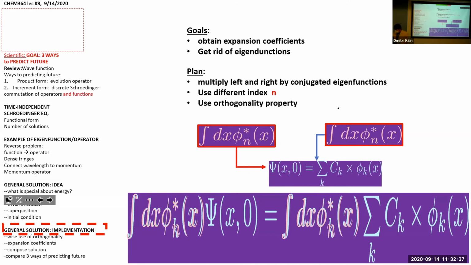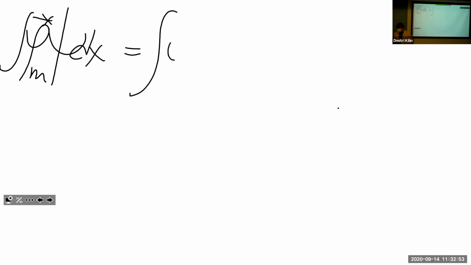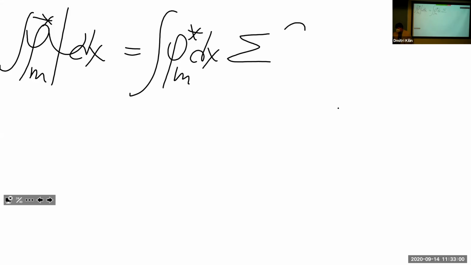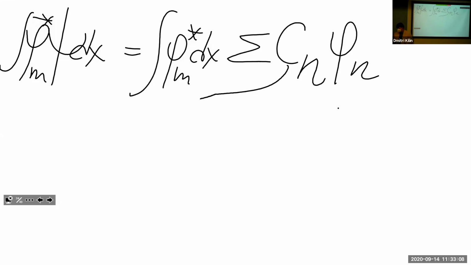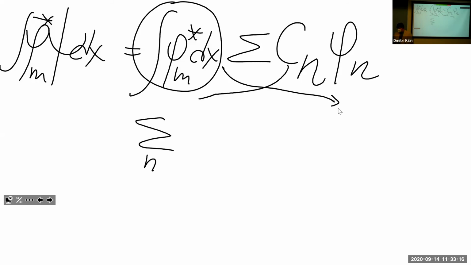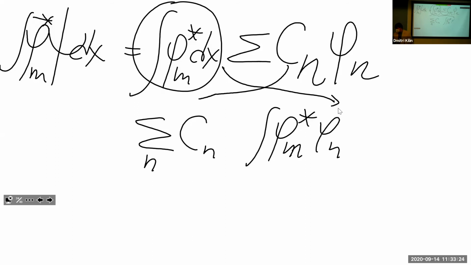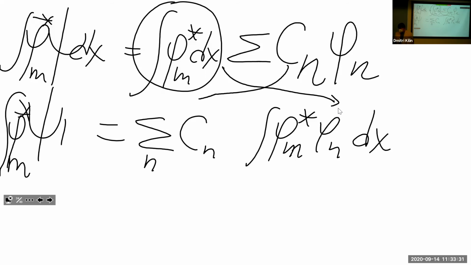So let me entertain you and myself, so that I write something instead of just showing slides. Integral phi m star psi dx equals integral phi m star, with psi expanded as the summation of c sub n phi n. One can swap the order and put the integral in front, and then we will have summation n of c sub n integral phi m star phi n dx.